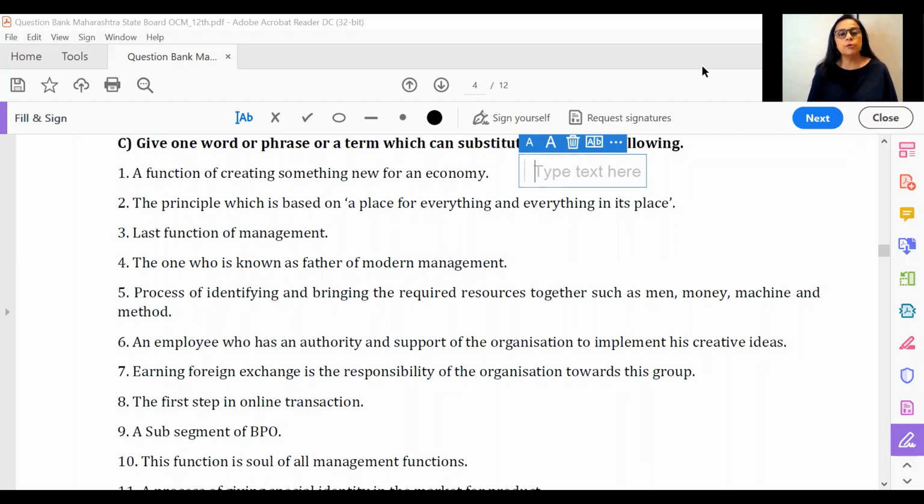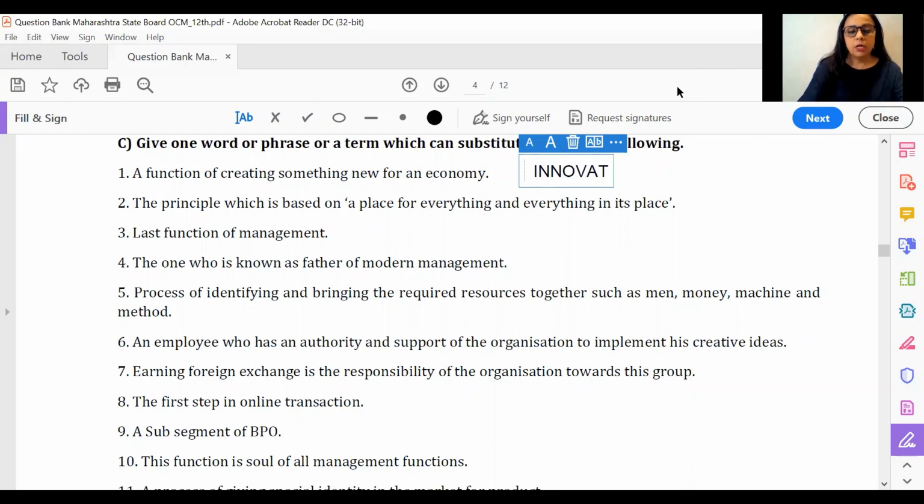Unfortunately, this entire question bank has too many questions on the chapter of entrepreneurship. Actually, we are expecting only a maximum of 1 mark of an objective in that chapter. Doesn't matter. A function of creating something new for an economy. It's the topic of entrepreneurship development, and we're talking about nothing but innovation. So we're talking about the management function of innovation.